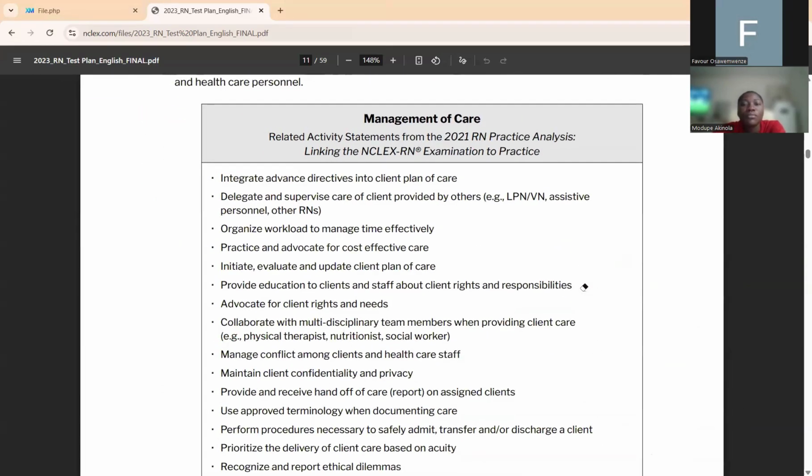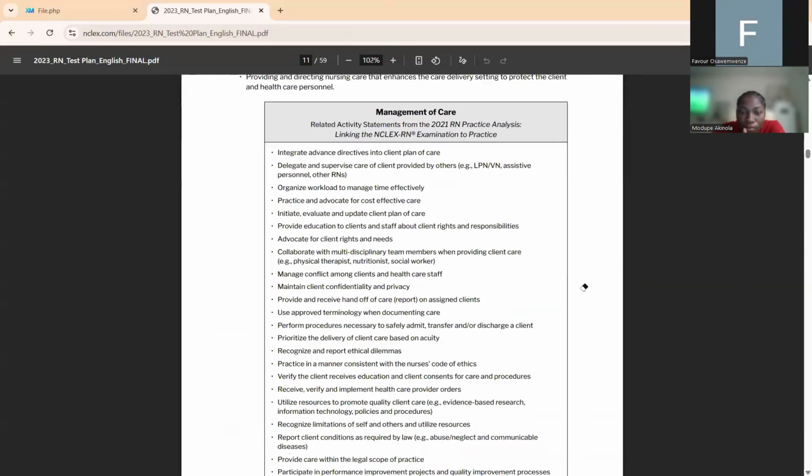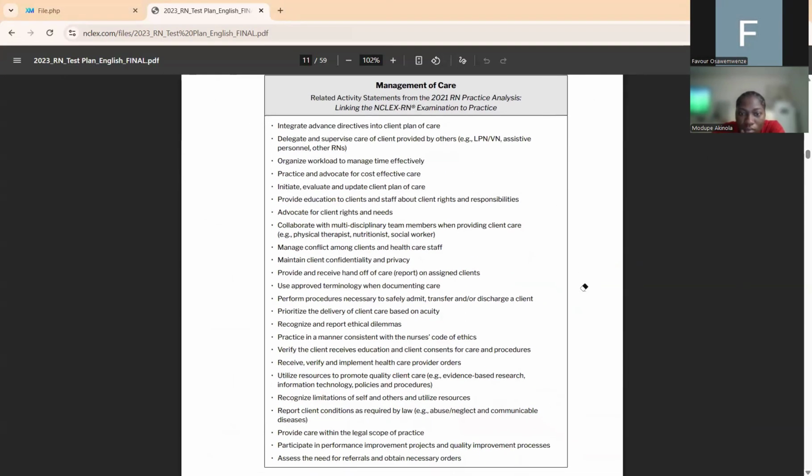Now, if I go down the document, you will see the content. For management of care, these are the content right here. The content the NCLEX expects you to know in order to be above the passing standard under management of care. These are everything listed right here. Now, one thing you will notice about this content is that they are not written in form of topic. They are written in form of care.